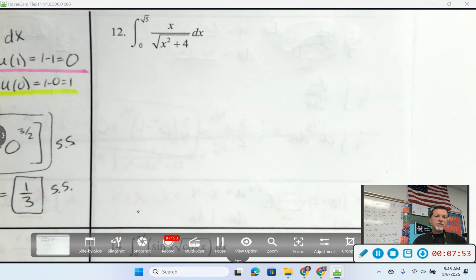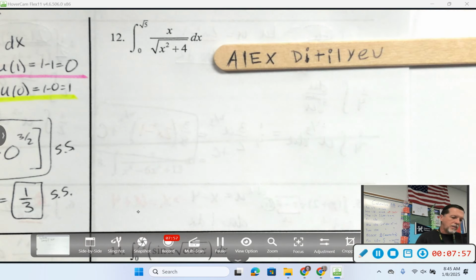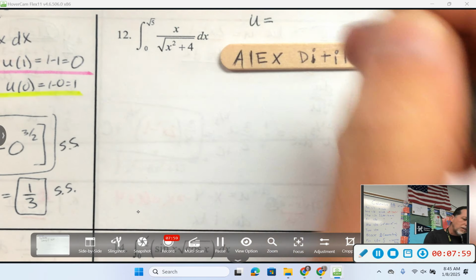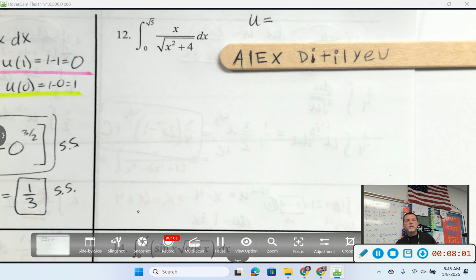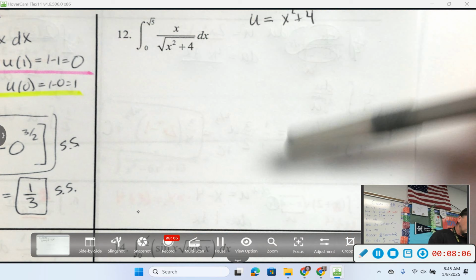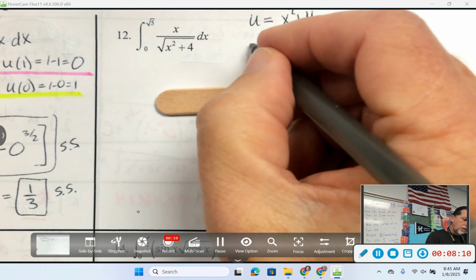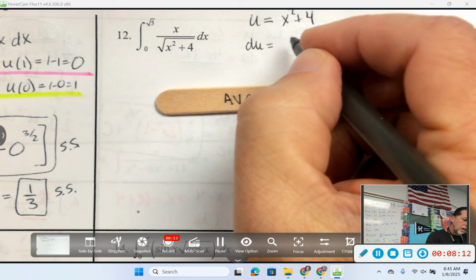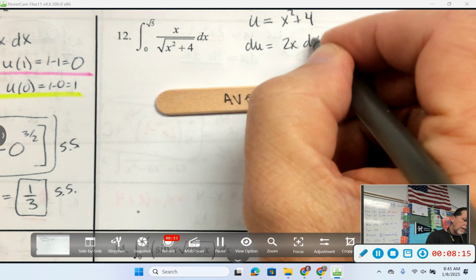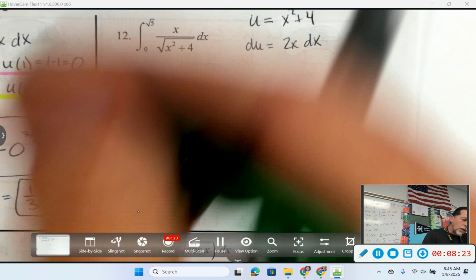Number 12. Let's see. Alex, what do you want to pick for u? What do you think would be a good choice? Good, x squared plus 4. I think that's going to work for us. Avery, what's du then? 2x. Good. So, what does that mean for Alex's choice of u? Is it a good one or not a good one? That's good. It'll work. You just need a 2. That's an easy fix.